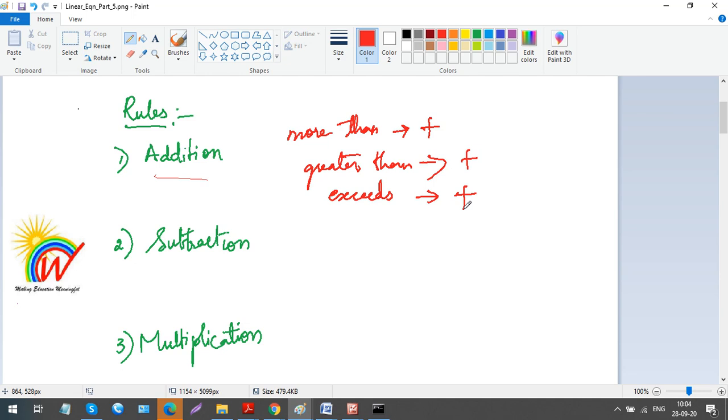There's a friend who has 5 chocolates, let's say, or some number of chocolates, and they will say that there's another friend who has got 20 more than the previous friend's number of chocolates. Okay, so in this case you will have to just add. Understood? So those kind of words will be used.